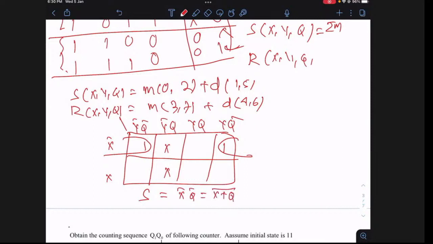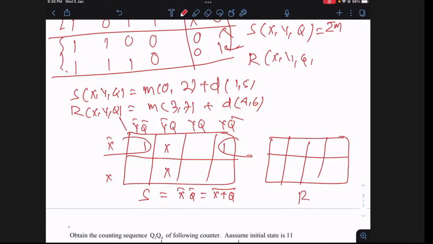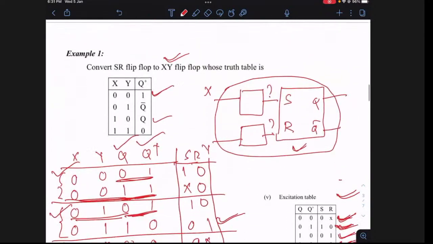Similarly, you also try for R. So make a map again. So here you can get the expression of R. If you plot the map, it will look something like this. And if you try to find the expression of this R, R is coming as YQ, the simple K-map. Okay. So S we got.